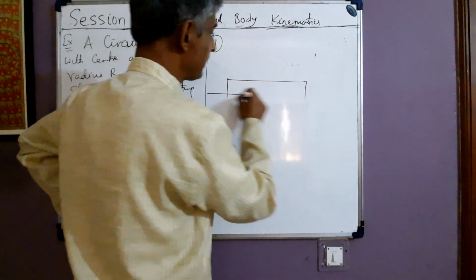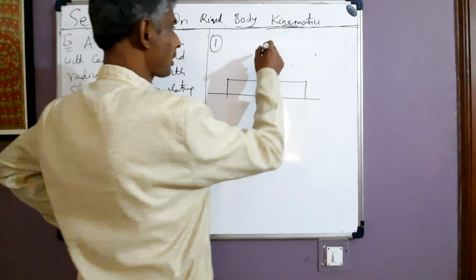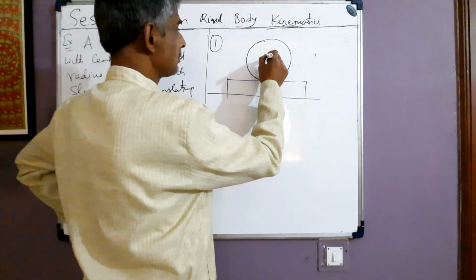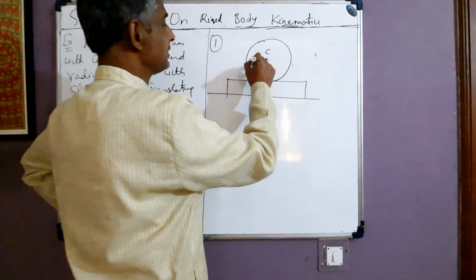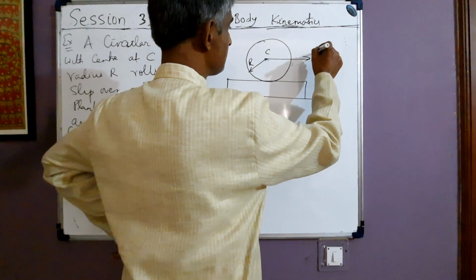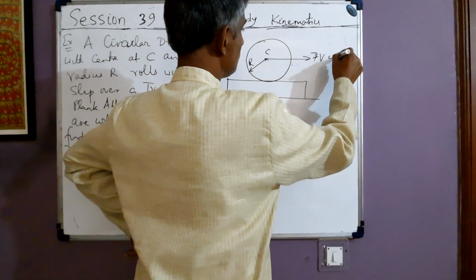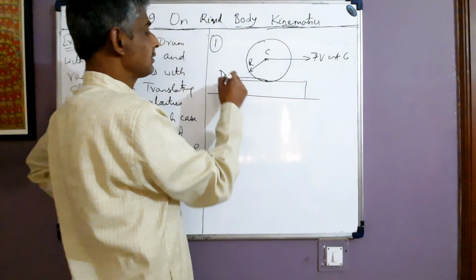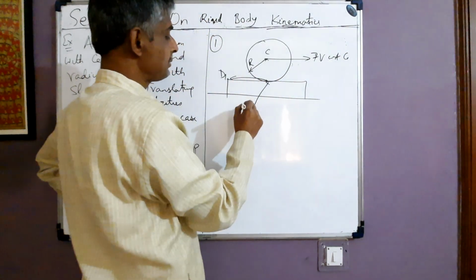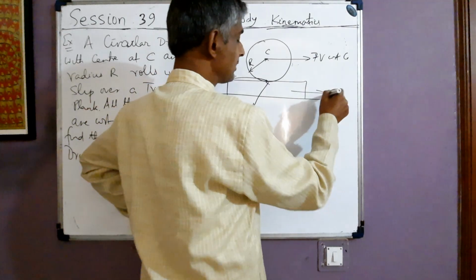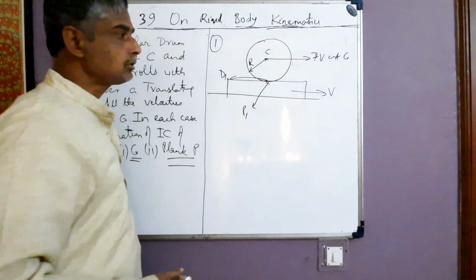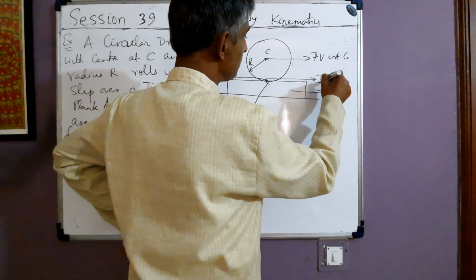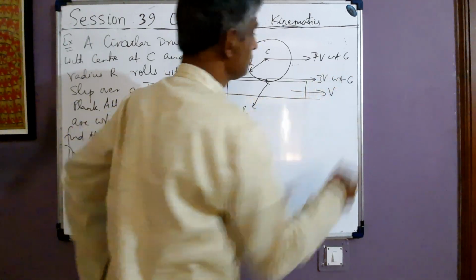This is a translating plank. This is the center C of the drum, R is the radius. Center C moves at a speed of 7v with respect to ground. This is the material point D1 of the drum in contact with material point P1 of the plank. Plank translates at a speed v with respect to ground, and point D1 of the drum moves rightward at a speed of 3v with respect to ground.